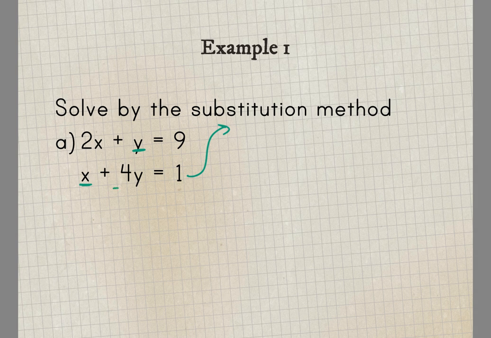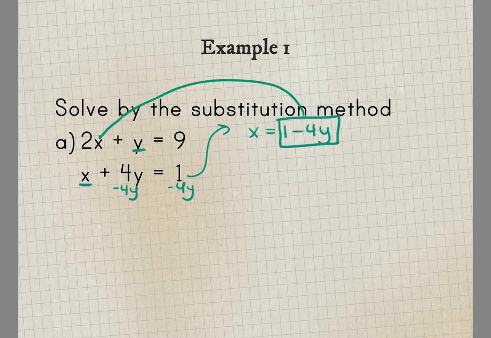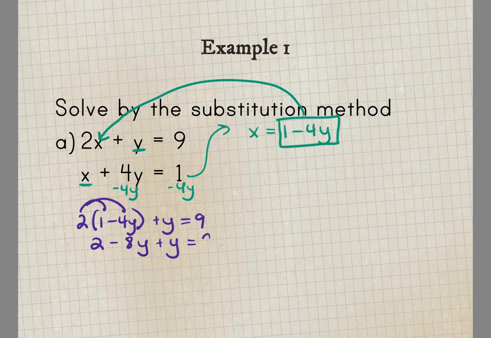I'm going to move the 4y to the other side by subtracting it, and I get x equals 1 minus 4y. Now I'm going to take the expression that is what x is, and in the equation I didn't use the first time, the top one, I'm going to plug that expression into the x. So I'd get 2, and I'm going to open my parentheses to remind myself to distribute the 2, 1 minus 4y, close my parentheses, plus y equals 9. Now this reminds me that I have to multiply both of these by 2. So 2 minus 8y plus y equals 9.